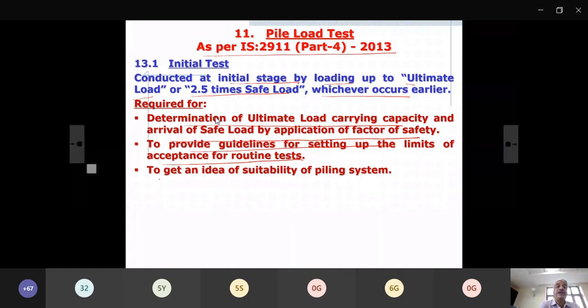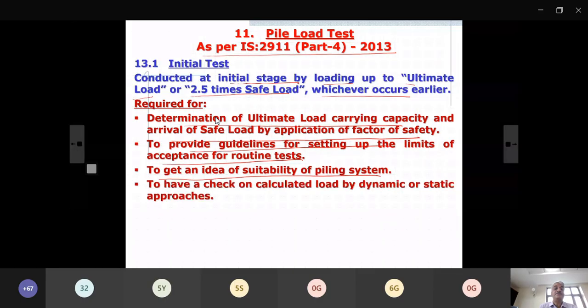And then to get an idea of the suitability of the piling system. Yes, maybe you might have designed the pile on paper, but see whether the pile you are casting at that site is getting that much load carrying capacity or not. If you are not getting it, then maybe you have to think of the piling system or some changes in your system.